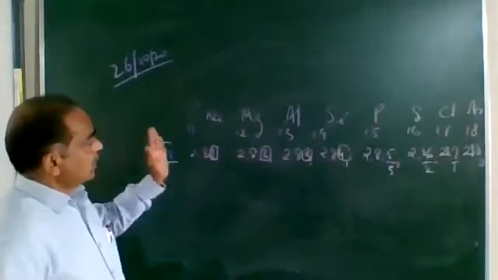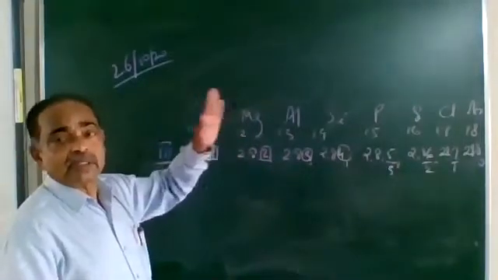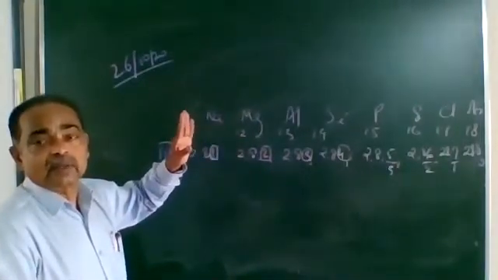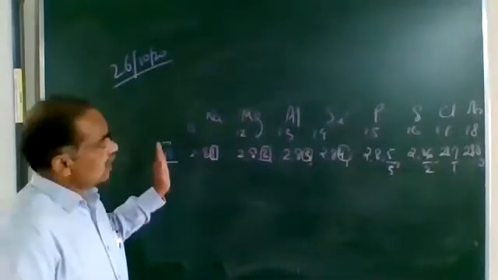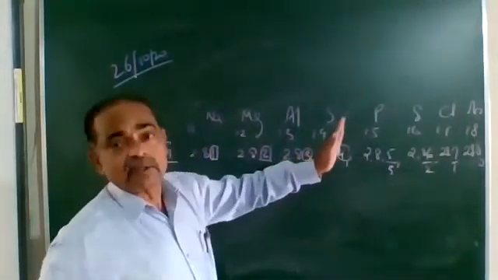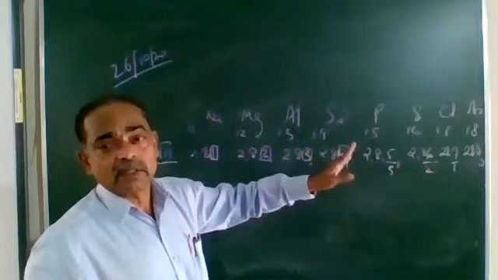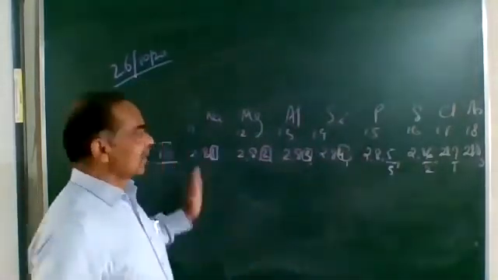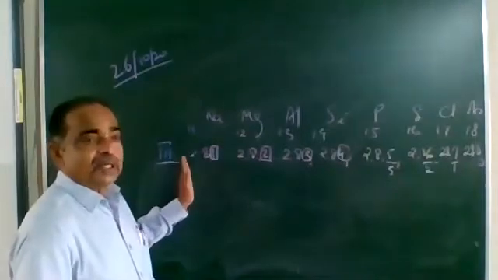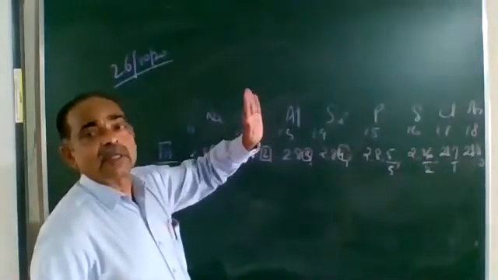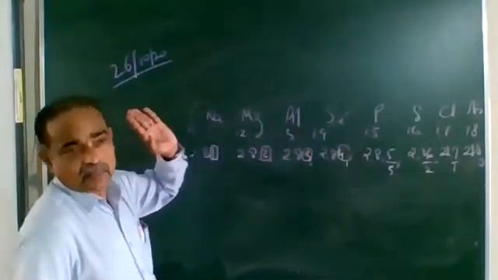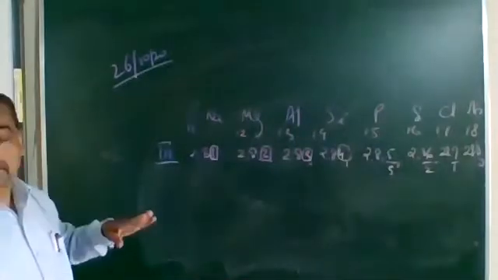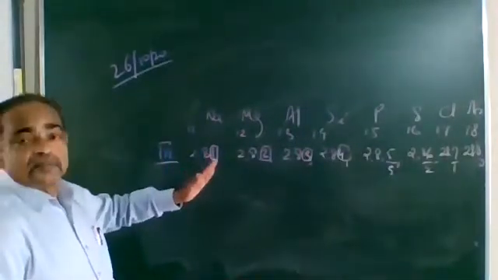Then metallic character will be decreasing. We have studied that metallic character is the ability of an atom to lose electrons. So going from left to right, the tendency of the element to lose electrons keeps on decreasing, so we say metallic character decreases. And the ability of the atom to gain electrons keeps on increasing, so we say that non-metallic character increases. Understood?